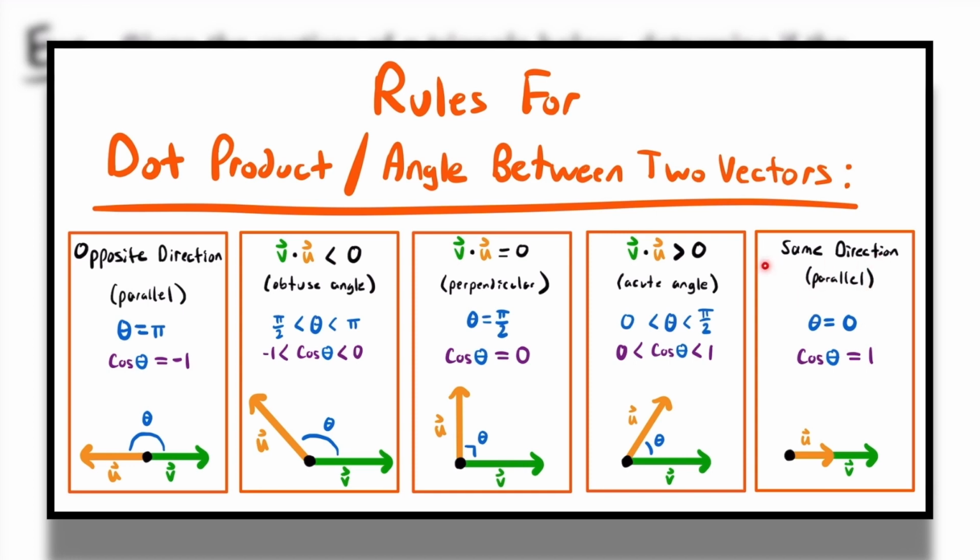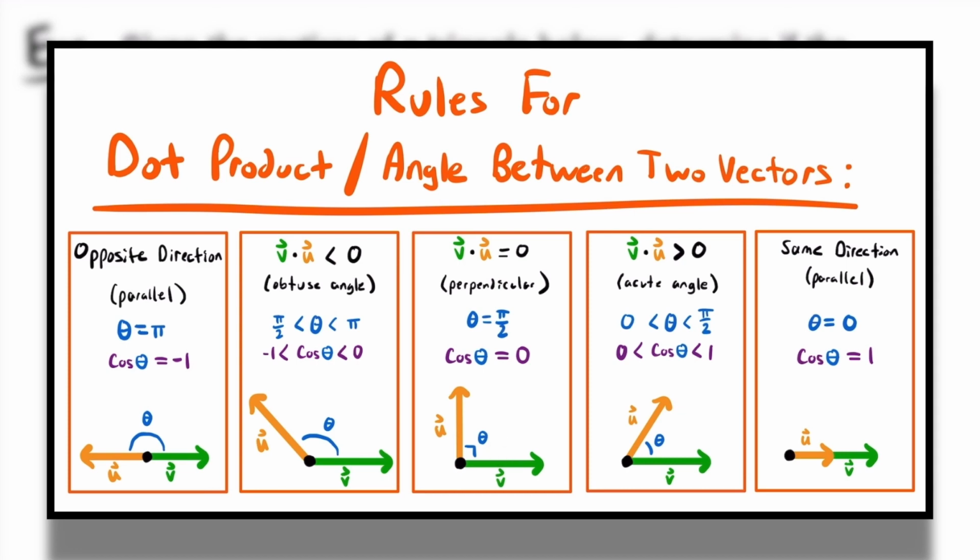So they're not going to be in the same direction or in the opposite direction. We're not going to have parallel vectors in any way here. We're going to have vectors that create some type of angle described by these three middle cases. All right, when the dot product of two vectors is less than 0, then we're working with an obtuse angle between those vectors.